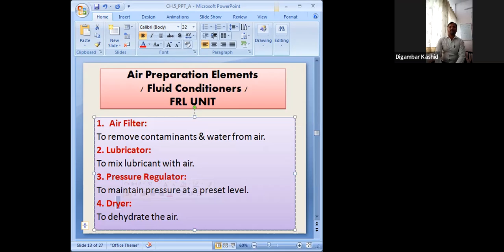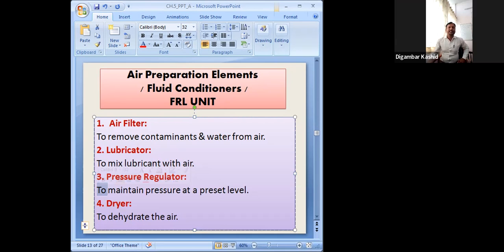Getting it? Now, in short, I will tell the purpose of the air filter. Here I have written: to remove the contaminant and water vapors from the air. That is the air filter. Then the pressure regulator: to maintain the pressure at a preset level. To maintain your pressure at a preset value, preset level, we need this pressure regulator unit.